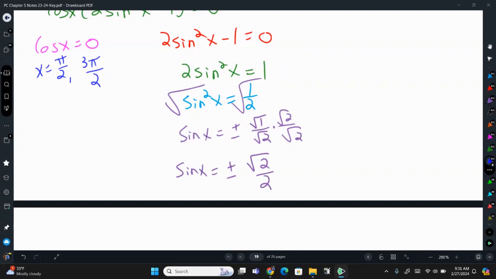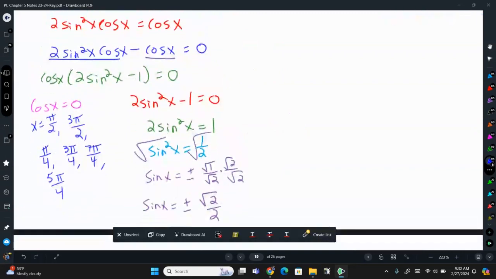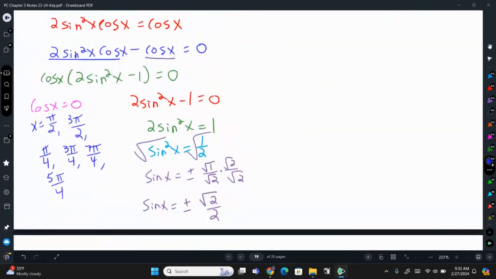So when is sine equal to the positive or negative square root of 2 over 2? Well, that's at our pi over 4 intervals. So pi over 4, 3 pi over 4, 7 pi over 4, I forgot 5 pi over 4. So again, knowing that unit circle is absolutely important for solving these problems. And we were able to use that double angle formula to convert this to just sine and cosine of a single angle of x.